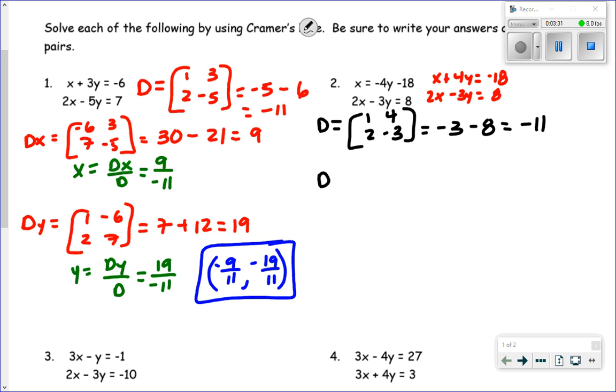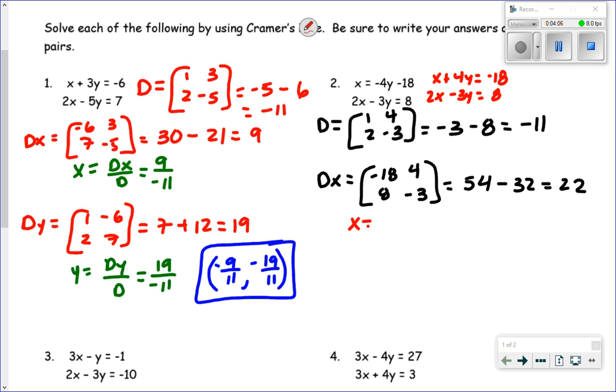Okay, now I need to find dx. So I'm going to take out the x column, replace it with -18 and 8. Keep the y column, 4 and -3. And I'm going to multiply the diagonals here. -18 times -3 is 54. Minus 8 times 4 is 32. And that is 22. Okay, and then to find x, I need to do dx over d. So that would be 22 over -11, which would reduce to be -2.